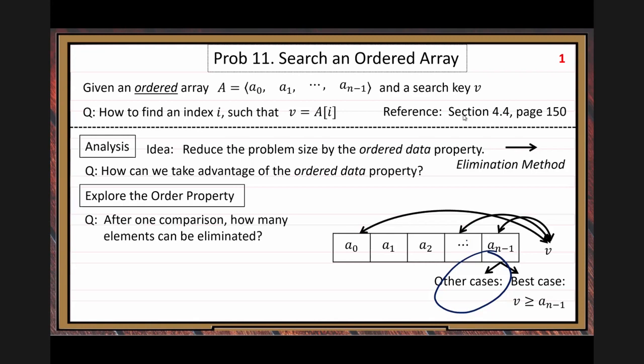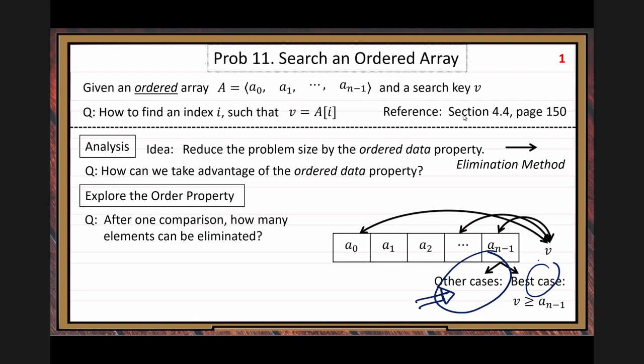That means we should focus on this part, not the best case. That's right, we don't worry about the best case. But for other cases, after one comparison, just like Harris said, only one element can be eliminated. That is too little, right?